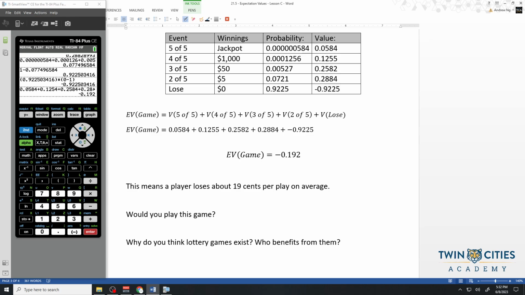Two questions for you to ask yourself. Would you play this game knowing the expectation value? And maybe go beyond that. Who runs lottery games? Why do you think lottery games exist? And who benefits from them?